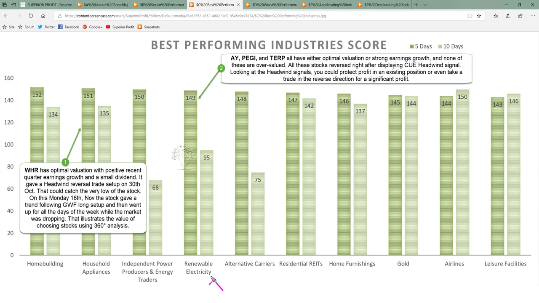Renewable electricity is strong this week. I drilled down and saw all these stocks: AY, PEGI, and TERP. They are either optimally valued or are having strong earnings growth. None of these are overvalued. All these stocks reversed right after displaying the CUE headwind reversal signal.